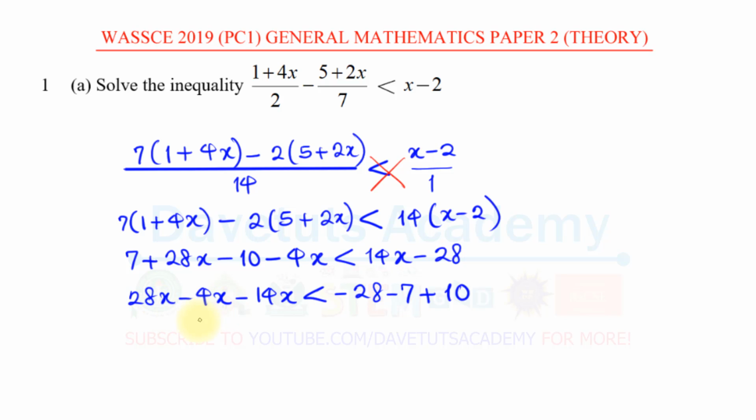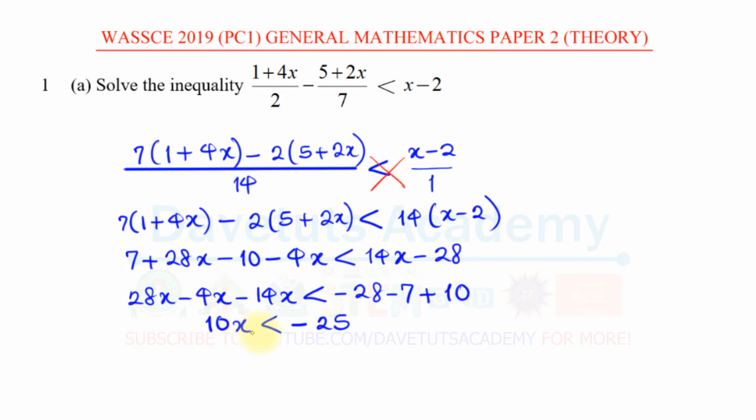28x minus 4x will give us 24x. That 24x minus 14x, we are saying 24 minus 14, we just have x as the addendum in this case. So that will give us 10x is less than minus 28 minus 7. We have negative in two places, so the negative sign will be taken into effect, and here we are going to have minus 35. Minus 35 plus 10, that will be minus 25.